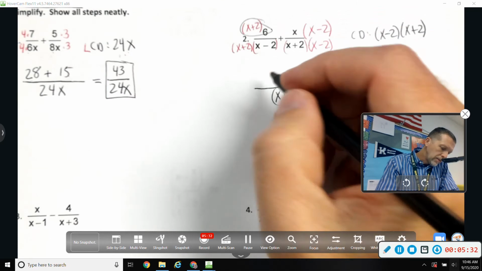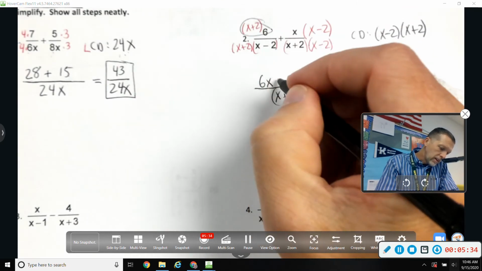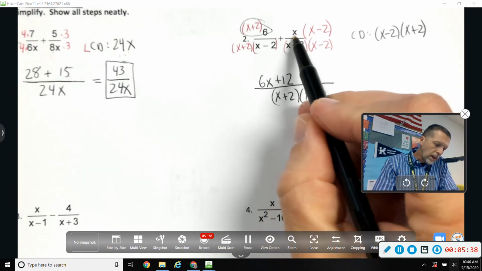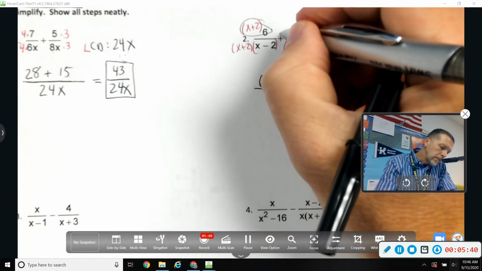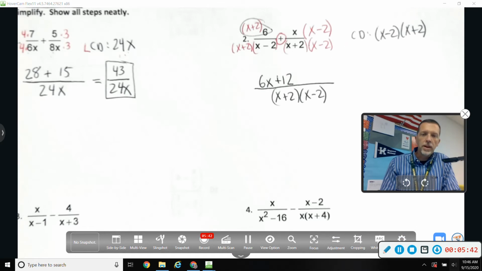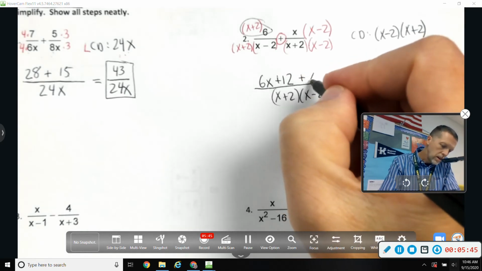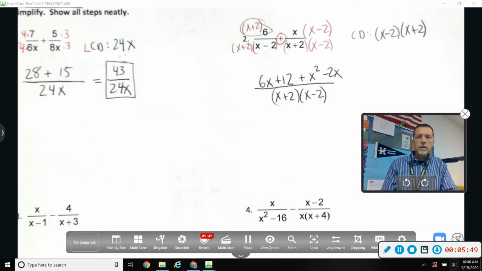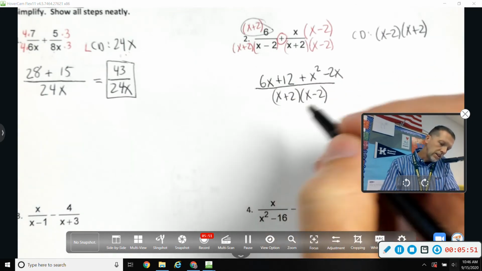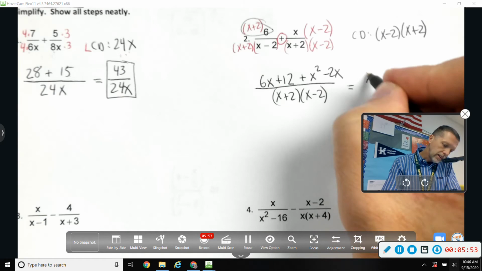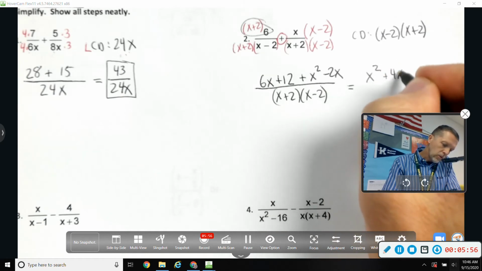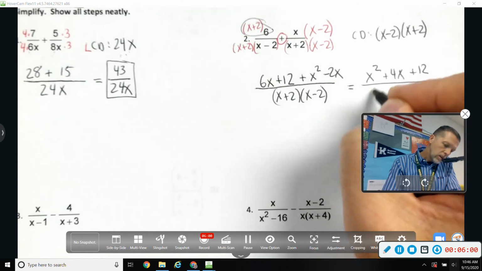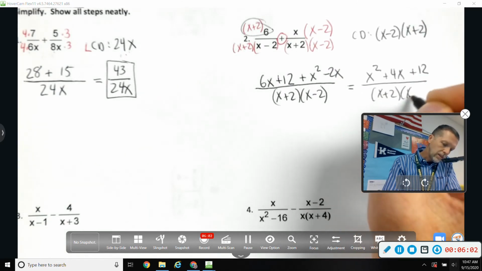The top, if I distribute the 6, I get 6x plus 12. For this one, I'll distribute the x. Be careful, if this is a minus sign here, you'll need to distribute the minus sign as well. So plus x squared minus 2x. I distribute the x. And now I just need to clean up the top. So like terms, x squared plus 4x plus 12 all over x plus 2, x minus 2.